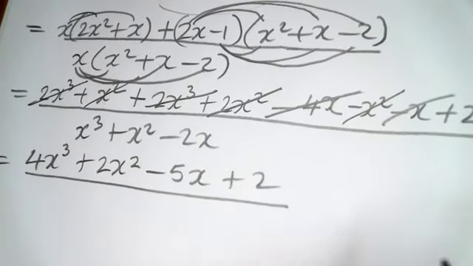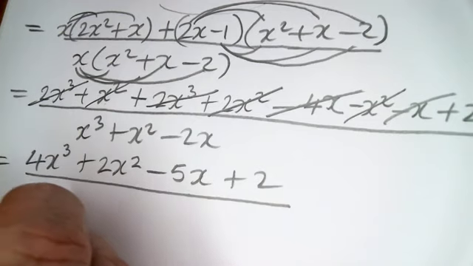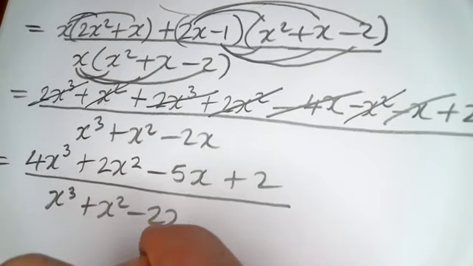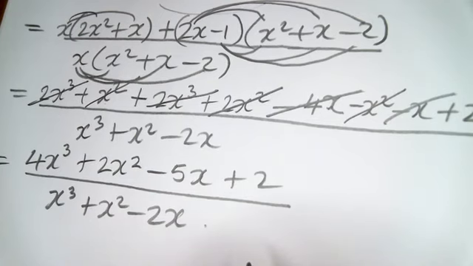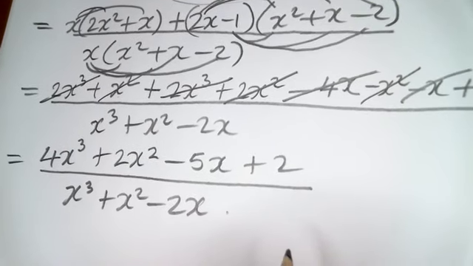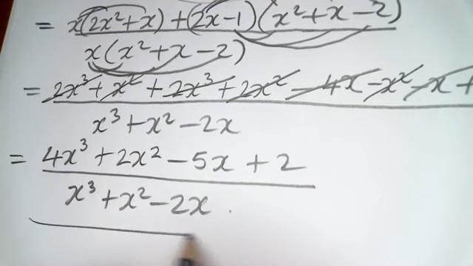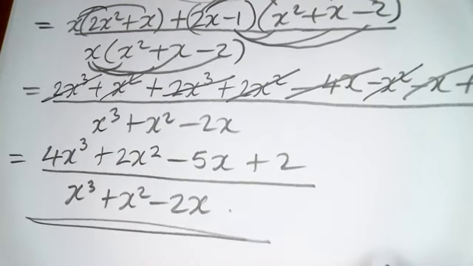Over here, on the bottom, we're going to have x cubed plus x squared minus 2x. Now, looking through that, is there anything else I can do? I don't believe so. I think that's as far as I can take it, which means that this here is going to be the solution.